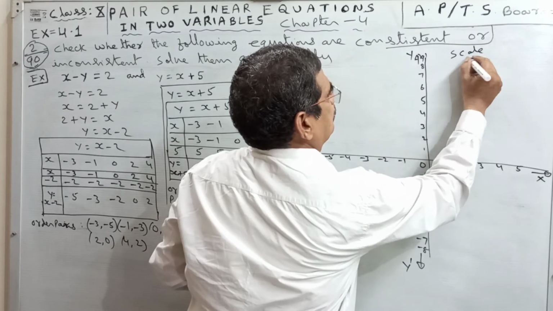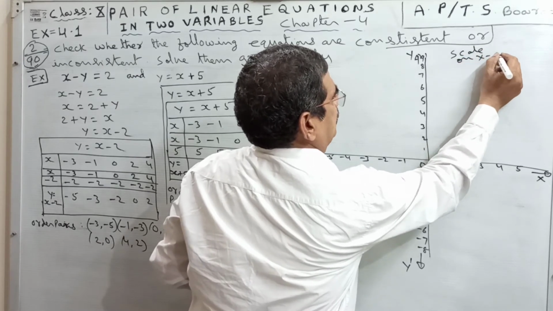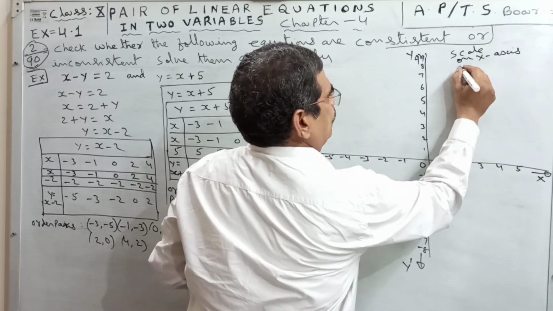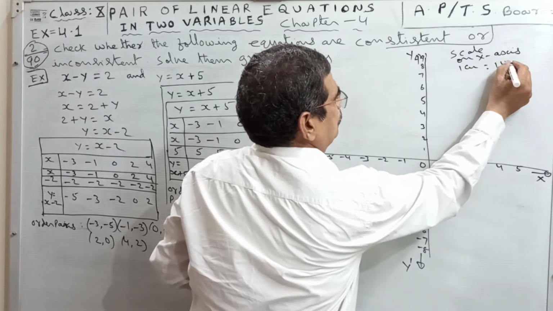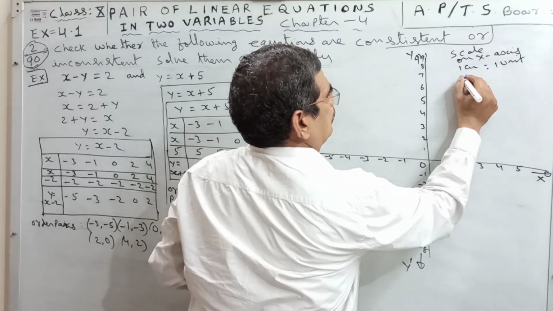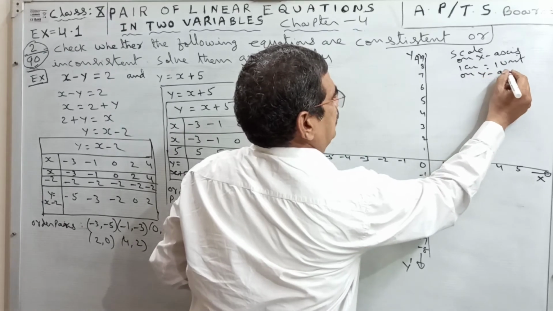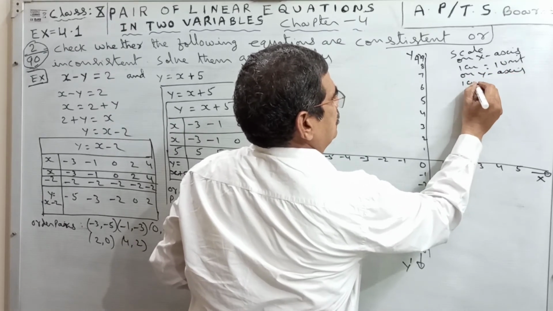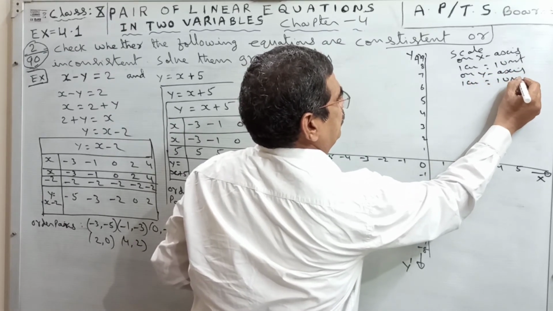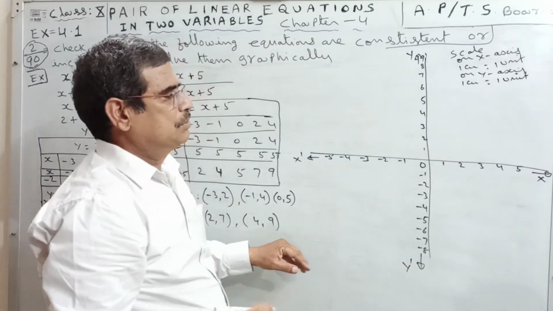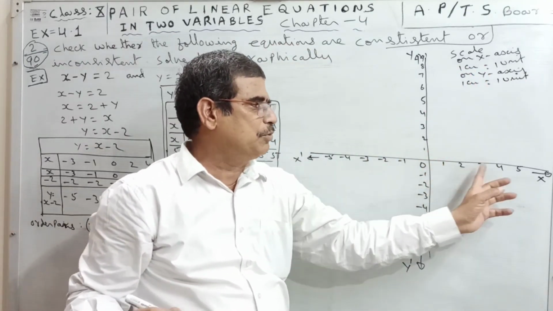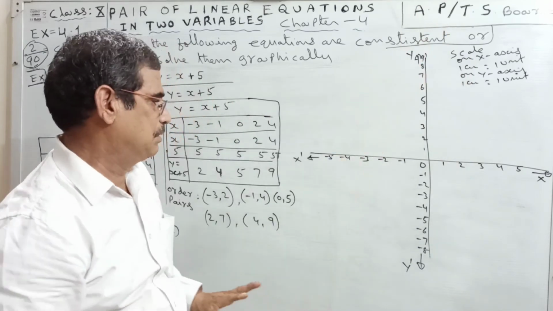Scale: on the x-axis 1 centimeter is equal to 1 unit, on the y-axis 1 centimeter is equal to 1 unit. So same. That's why I am writing 1, 2, 3, 4, 1, 2, 3, 4 like this.